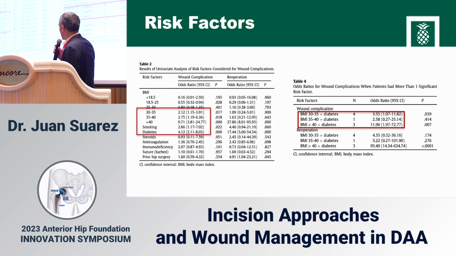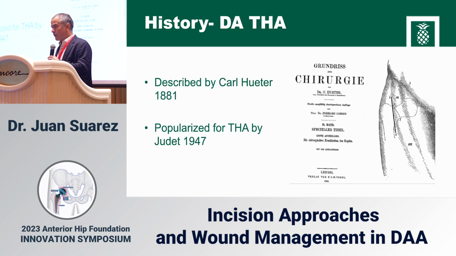And if your BMI was over 40, the odds ratio of having a wound complication was 9.7. If your BMI was over 40 with diabetes, the odds ratio was almost 12. So you can see either combined or independent, those are risk factors. And we know that the original description of the direct anterior approach is the longitudinal incision, like most of us do.